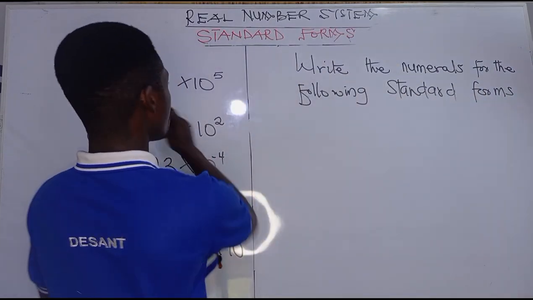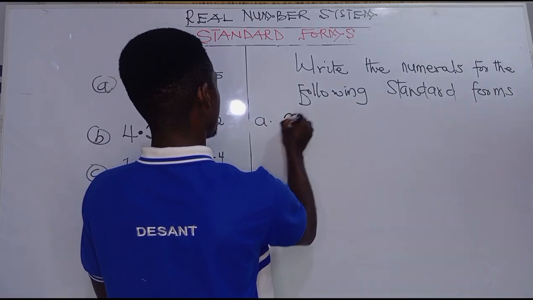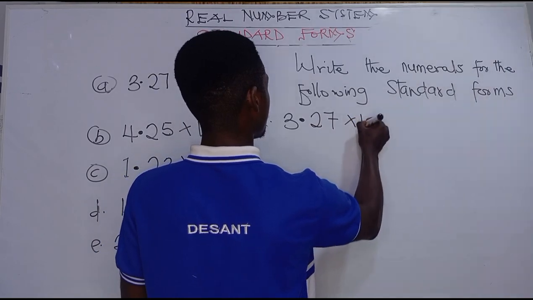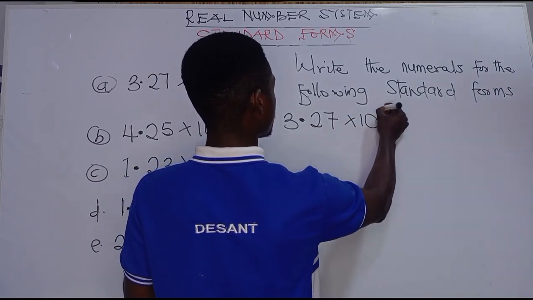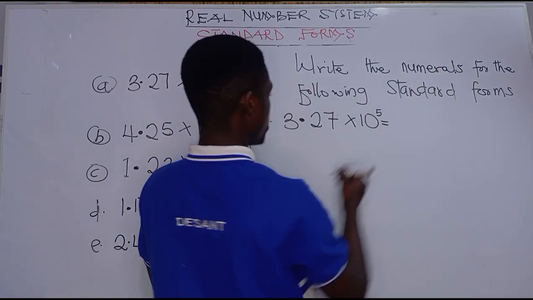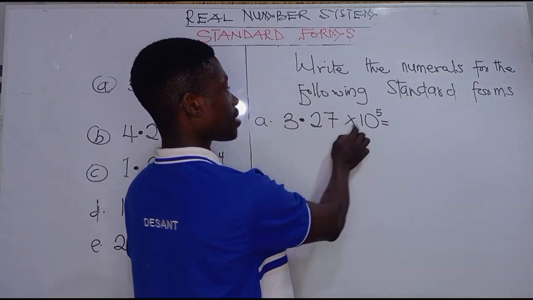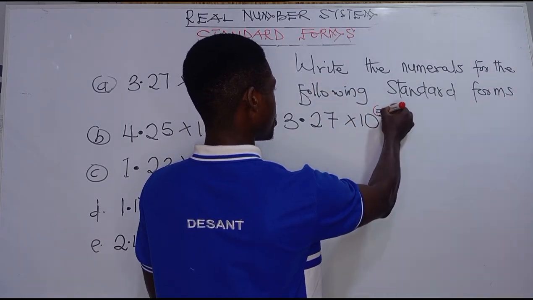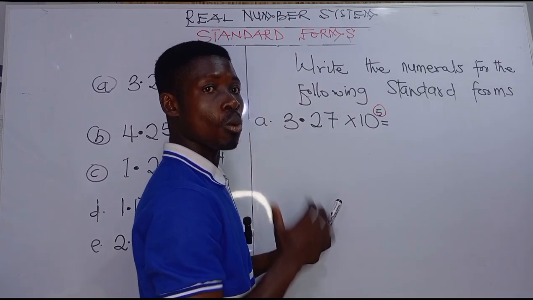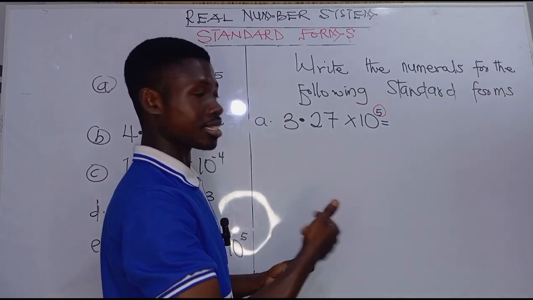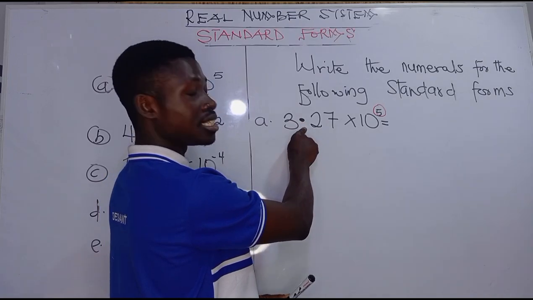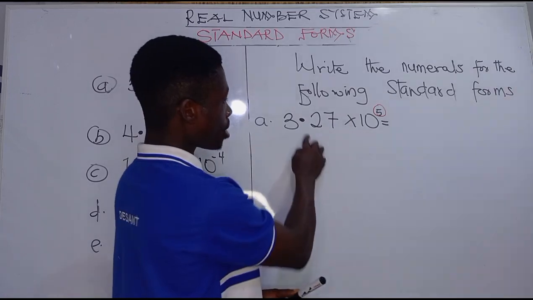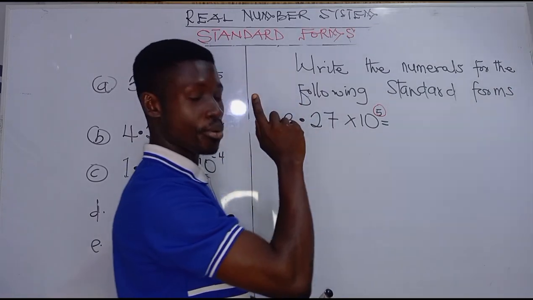So we have our first example. We have 3.27 times 10 raised to the power positive 5. You can see that the power is positive. And the positive power tells us how many places we have to move the decimal point to the right.